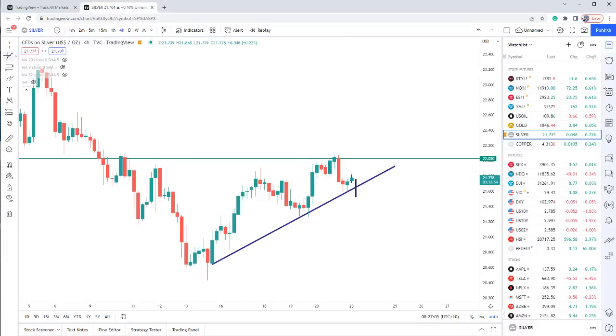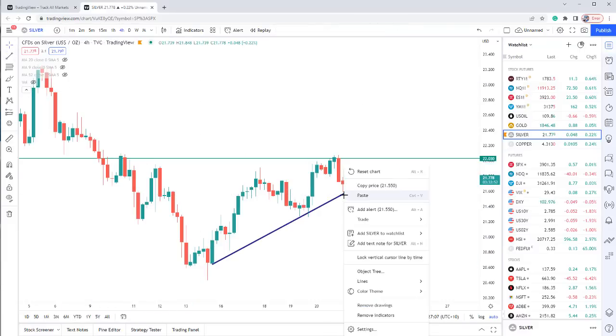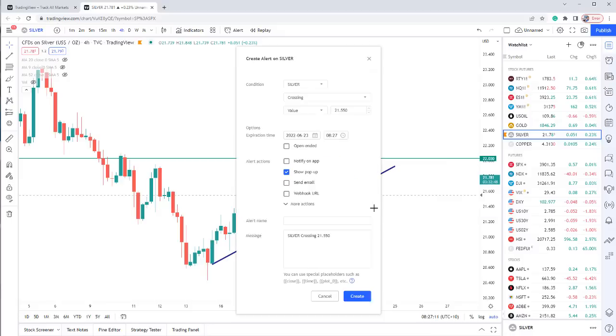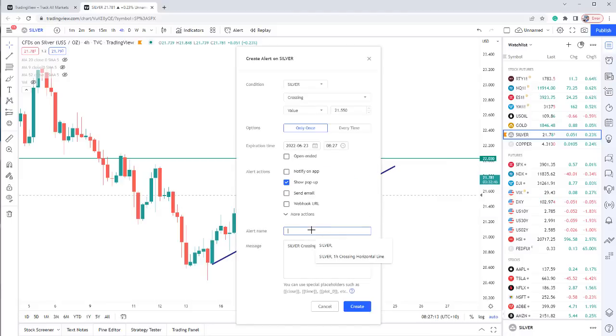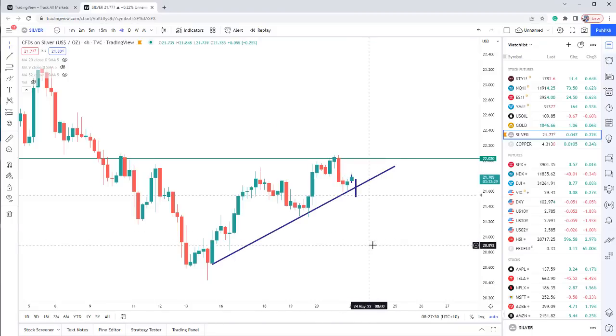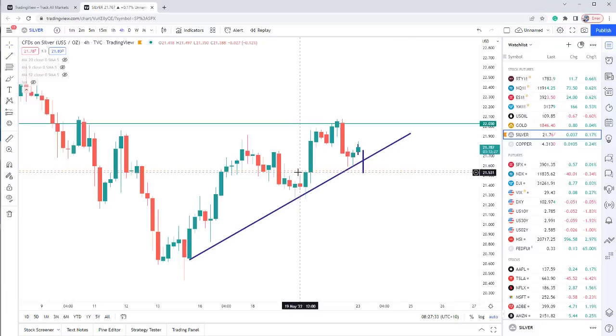I wonder if I can add a price alert. Silver. Silver 1 hour. Show pop up. That's pretty cool. All right, so I'm just going to create alert. All right, cool. So I've just created the alert from that level through there.